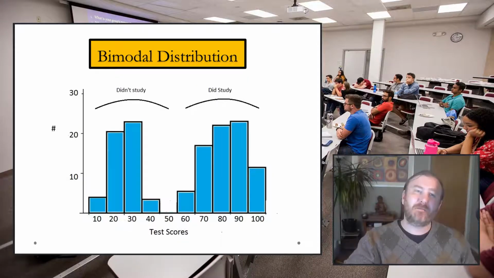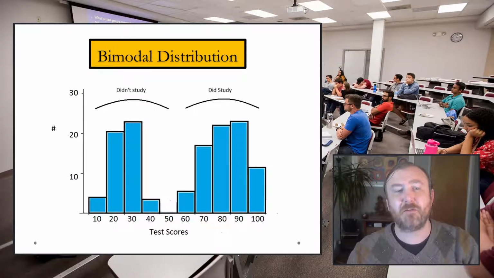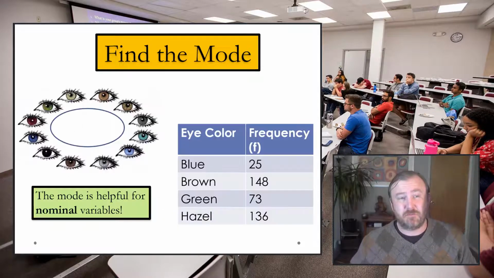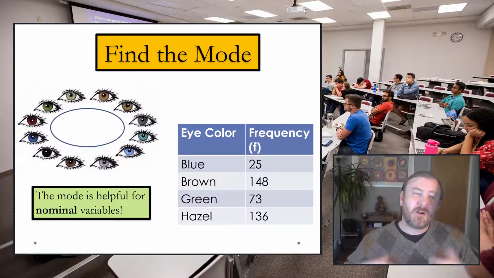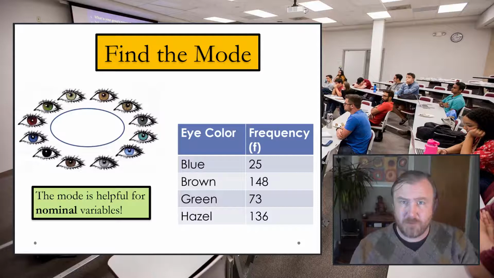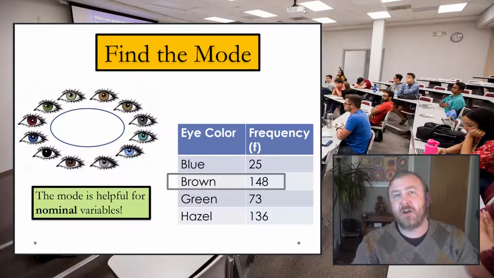Now, typically, the mode is very helpful when you're dealing with nominal variables. It describes the most frequent eye color, for example, which is going to be brown in this distribution of data. So if you were looking at a variable like ethnicity, which is a nominal variable as well, the mode is going to be a good place to start to describe the distribution of nominal data.